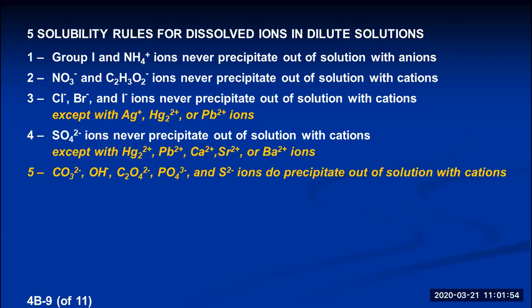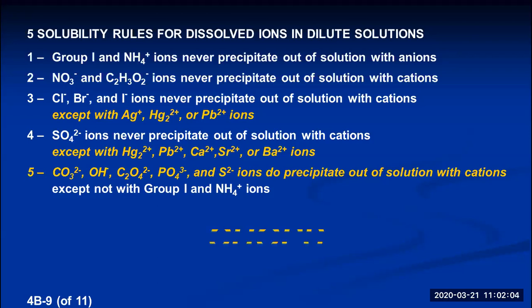There's an exception to this. The exception is rule 1. They do not precipitate with group 1 or ammonium. Those are the only ones they don't. So this last one's maybe the most complex one for you to have to memorize. So I don't know what you're going to do. Maybe come up with some mnemonic. I don't know how you're going to remember carbonates and hydroxides and oxalates and phosphates and sulfides always precipitate. I'll leave that up to you to figure out a way to remember that rule.